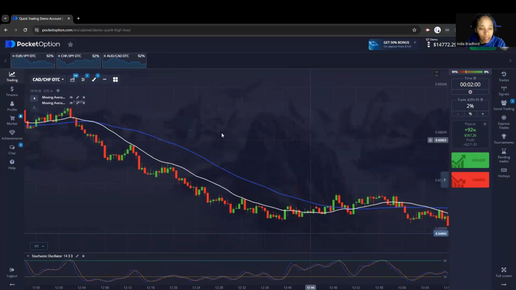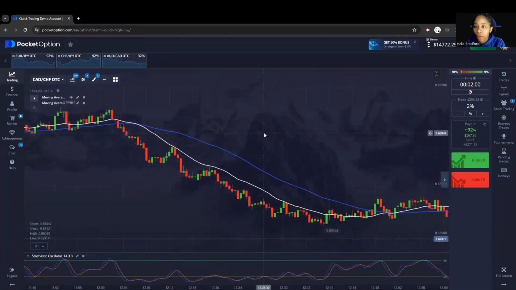A very simple concept that you all can apply now with your trading. Something that I wanted to just share with everybody.